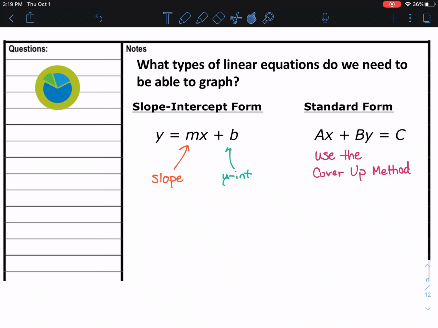Standard form is ax plus by equals c, where a, b, and c are just numbers. So you might have like 5x plus 2y equals 7. And then to graph these, we would use something called the cover-up method, which we'll talk about later in this lesson.